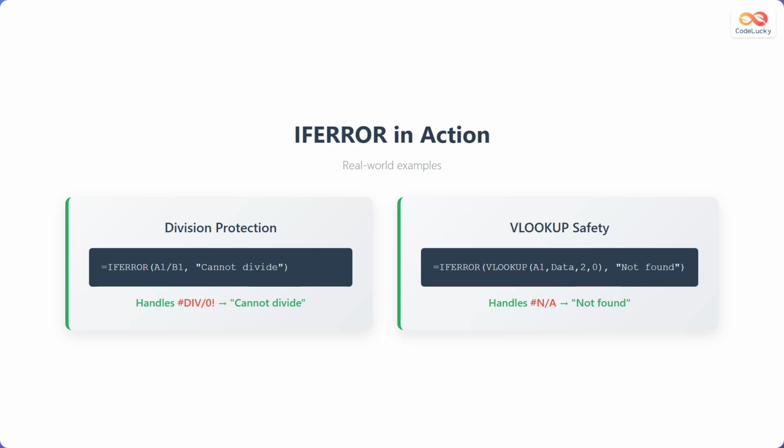First, we will see division protection. The formula is IFERROR(A1/B1, "Cannot divide"). This handles #DIV/0! errors and replaces them with the text "Cannot divide". Next, let's look at VLOOKUP safety. The formula is IFERROR(VLOOKUP(A1, data, 2, 0), "Not found"). This handles #N/A errors, displaying "Not found" instead.